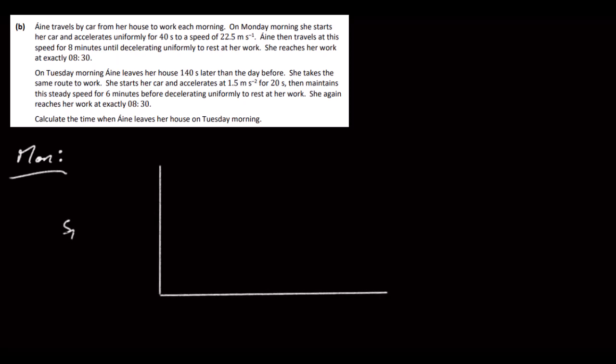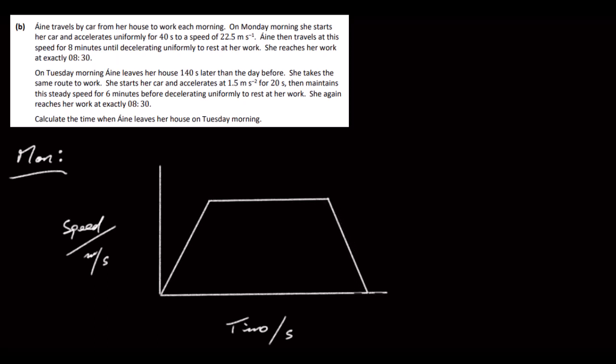Okay, so what we're going to do here is we're going to have a look at Monday and Tuesday separately, and we're going to draw a speed time graph for each day. So this is speed here, and this is in meters per second. This is time down here, and this is in seconds. So she starts off on Monday and reaches a certain speed, maintains that speed, and then decelerates.